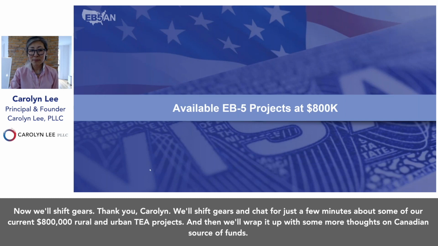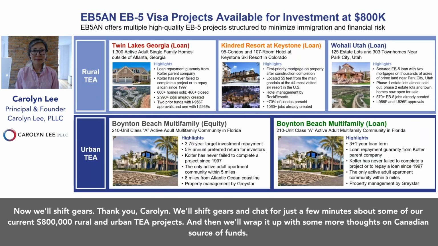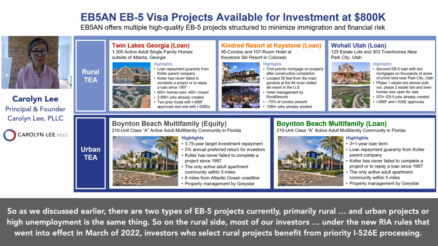Now we'll shift gears. Thank you, Carolyn. We'll shift gears and chat for just a few minutes about some of our current $800,000 rural and urban TEA projects, and then we'll wrap it up with some more thoughts on Canadian source of funds. So as we discussed earlier, there's two types of EB-5 projects currently, primarily rural and urban projects, or high unemployment is the same thing.